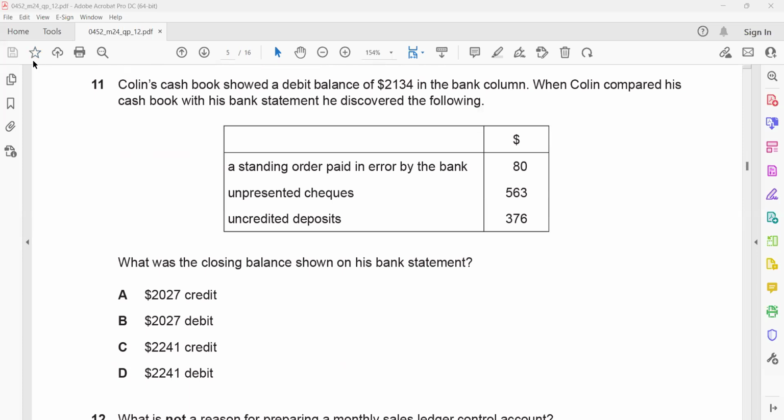Question 11. Colin's cash book shows a debit balance of 2,134 in the bank column. When Colin compared the cash book with his bank statement, he discovered the following. A standing order paid in error by the bank. So this is a bank error, so we have to put it under the bank reconciliation statement. Unpresented cheque, this is also under the bank reconciliation statement. Uncredited amount, also bank reconciliation statement. What was the closing balance shown on his bank statement?